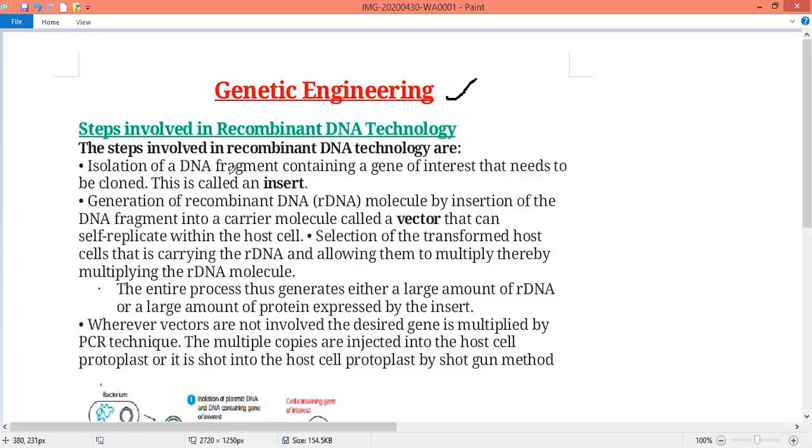Which enzymes play an important role in the isolation of genes? You can take plant cells. With the help of cellulase enzyme, we can isolate genes or DNA from the plant cells. You can take chitinase, which is for fungal cells, and you can take lysozyme. Lysozymes are the enzymes which we use for animal cells.